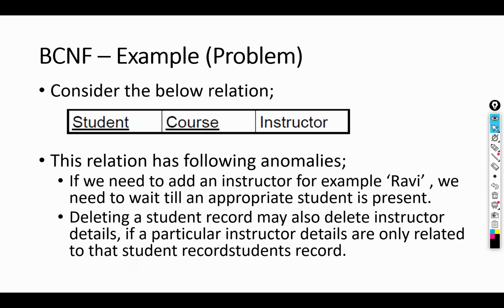So this is a table that has violated Boyce-Codd normal form or 3.5 normal form. So this table has three fields: student, course, instructor. Okay. Now let's say we have some data.